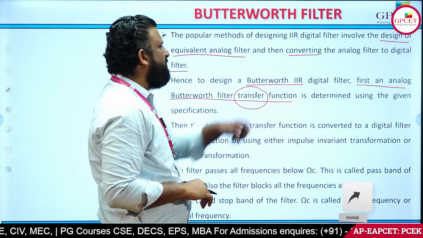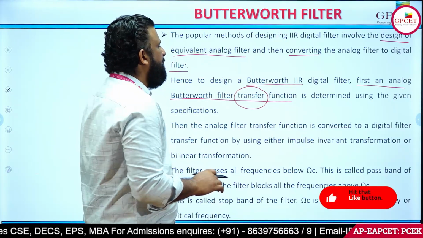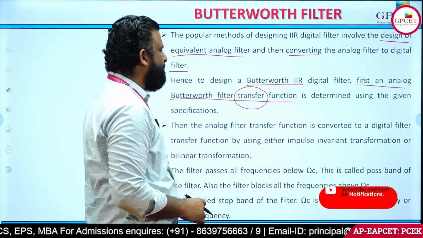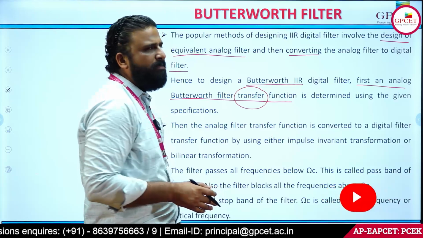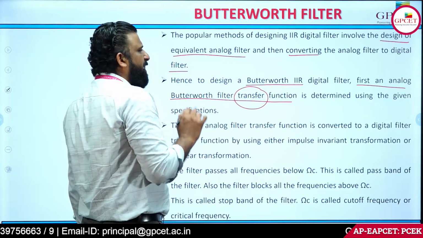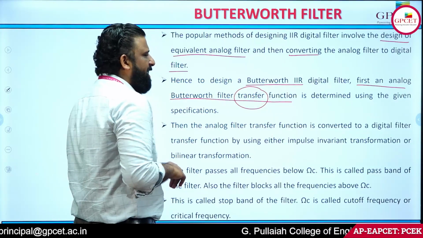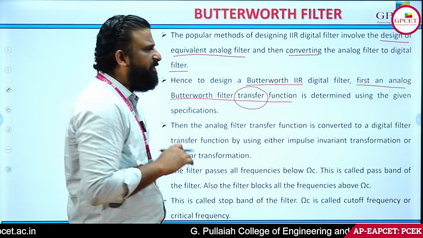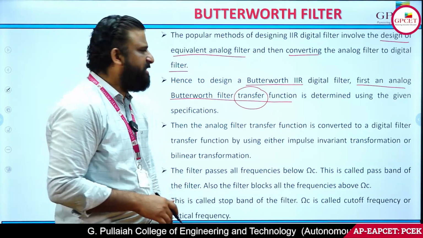In the first step we design the Butterworth transfer function with the given specifications. When we take a problem, we will be given different specifications, and with the help of those specifications we design the analog Butterworth filter transfer function. Then that analog transfer function is converted into the digital filter.